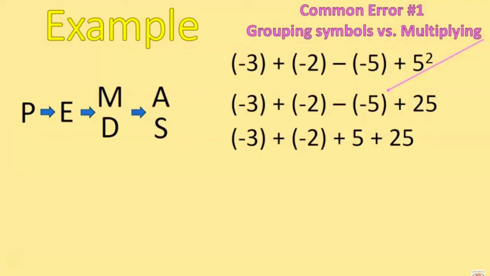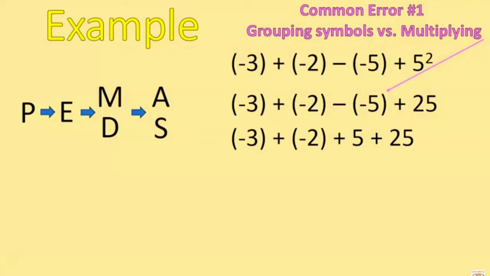Right now, we don't have anything to simplify, so we are not at the parentheses step, even though there's tons of parentheses throughout there. Just wanted to point that out. Now let's look at what we do have left. We have negative 3 plus negative 2 plus 5 plus 25. All of our operations are addition. So we're going to start at the left and move to the right, adding in order.